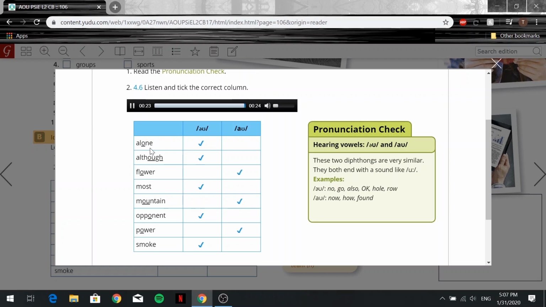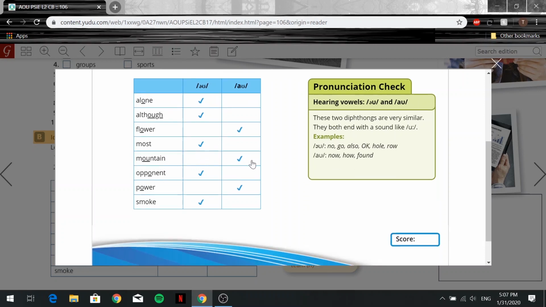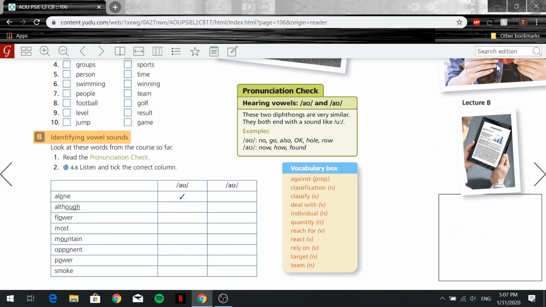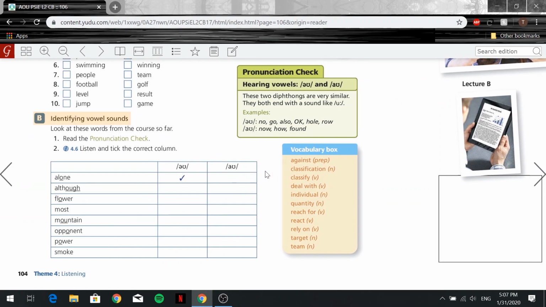Alone, O. Although, again, O. Flower, ow. So this, most, O. Mountain, ow. Opponent, O. Power, again, ow. And smoke, O. Pretty simple so far. Let's go to the vocab box. Here we have against, classification, classify, deal with, individual, quantity, reach for, react, rely on, target, and team.